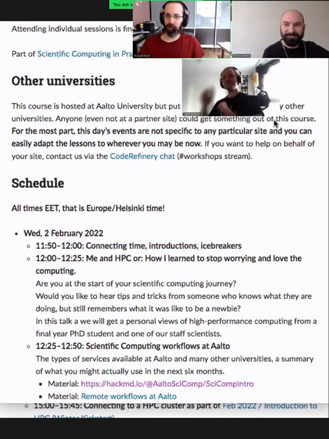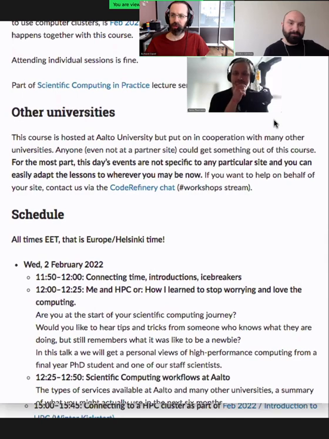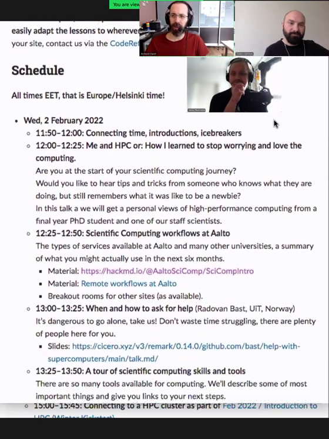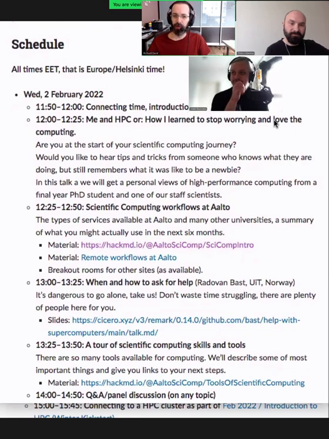So next up is Enrico and Simo, and they're talking about the different tools and strategies for doing things, basically from your laptop to the largest clusters, to frame this in the big picture.